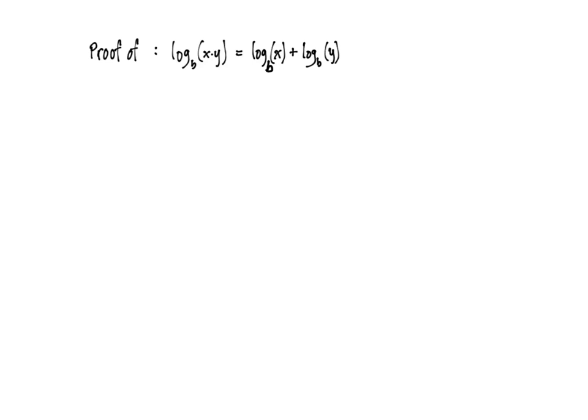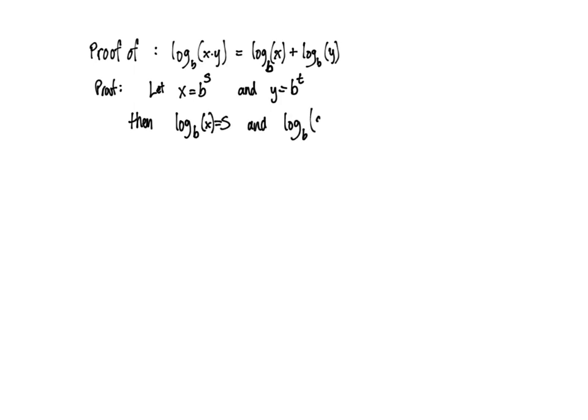If we want to prove this, let's start out with a couple of expressions. So here's our little proof. Let x equal b to the s, and let y equal b to the t. Now both of these exponential expressions can be converted into logarithmic form. So log base b of x equals s, and log base b of y equals t. That we know from class with our properties of logs and exponents.